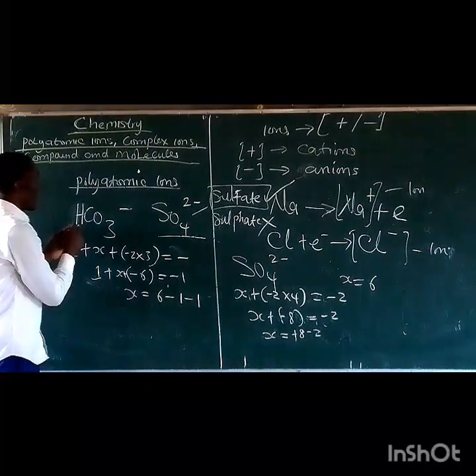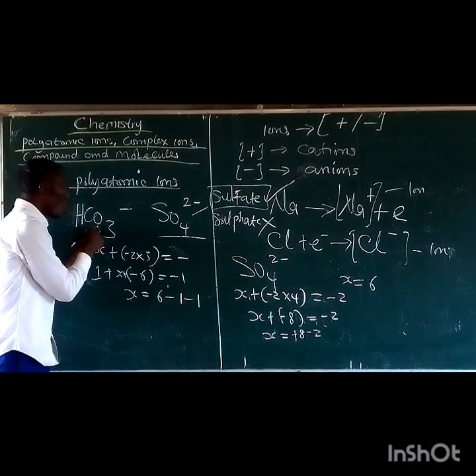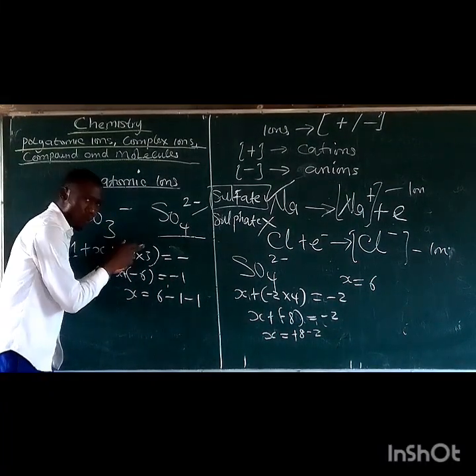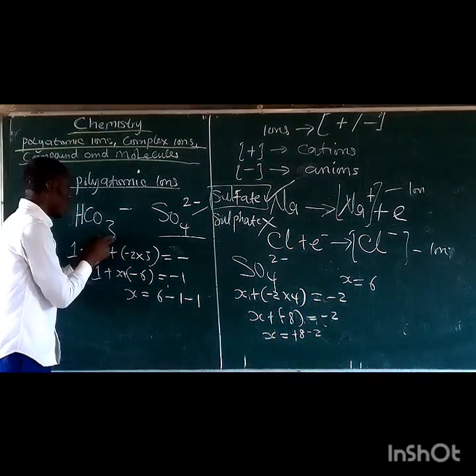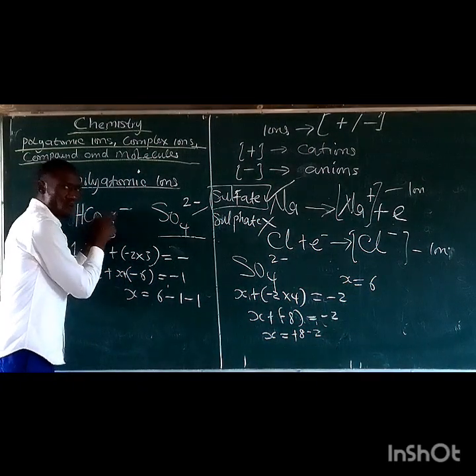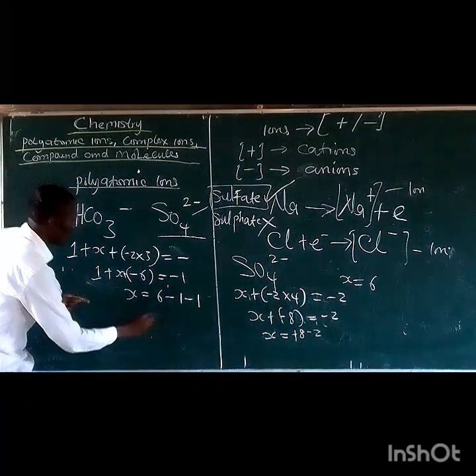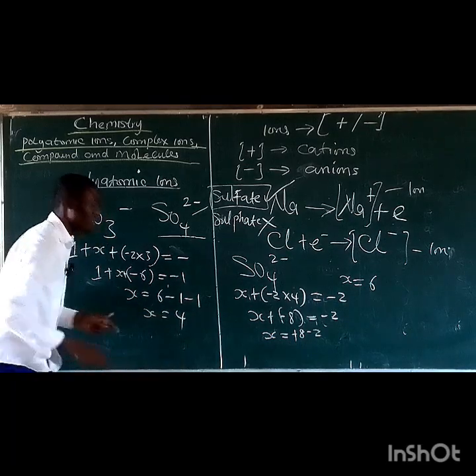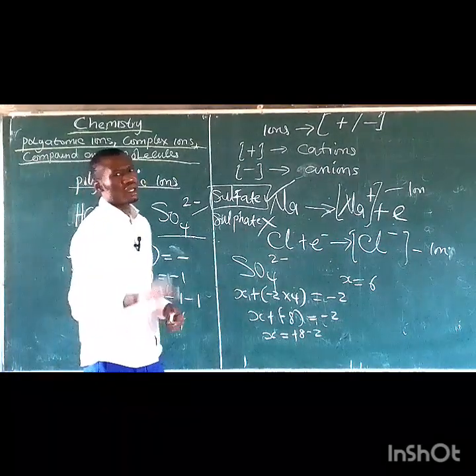So this is hydrogen trioxocarbonate(IV). Why is it trioxocarbonate(IV)? Because the oxidation state of carbon is 4.